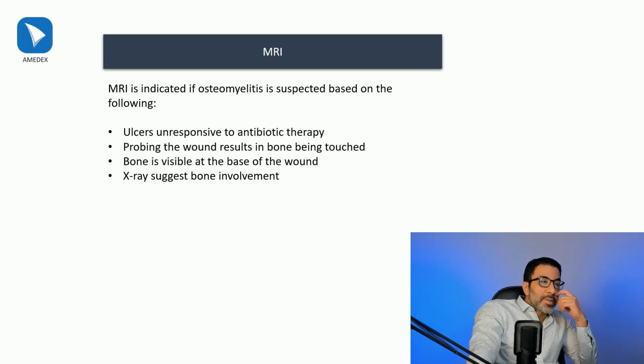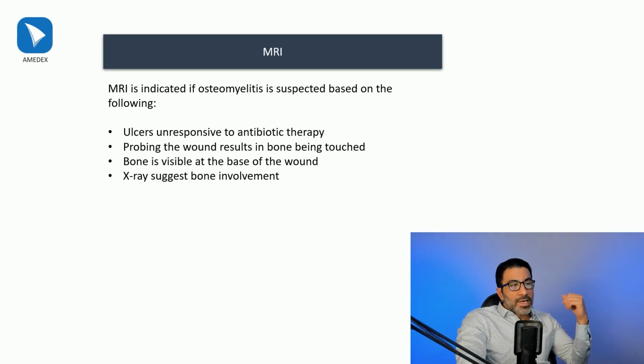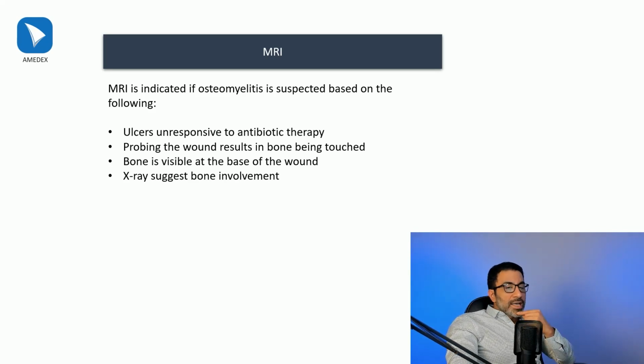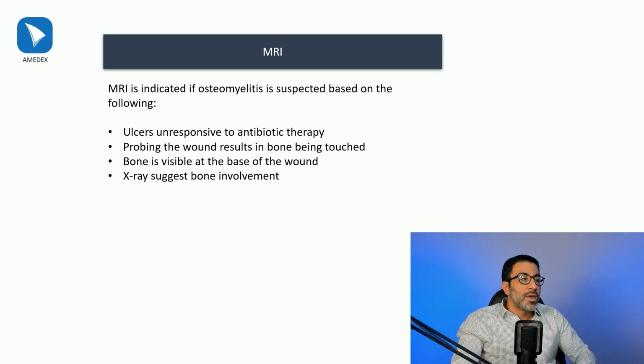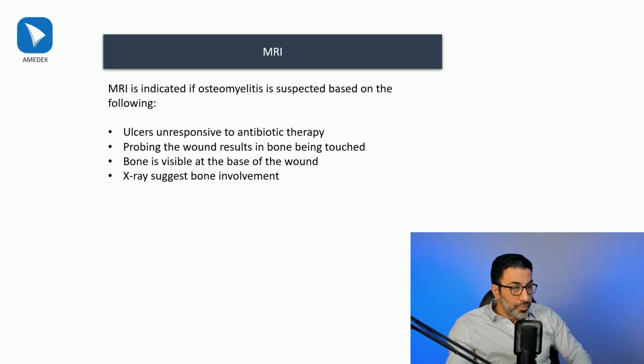MRI. When the answer is going to be MRI, where MRI is indicated, in other words, MRI is indicated if osteomyelitis is suspected based on the following. We give the patient antibiotics and we don't receive the expected response. We suspect osteomyelitis. We refer the patient for MRI. Like I told you before, we probe the wounds and we get deep down enough to touch the bone. We suspect osteomyelitis and we do MRI.